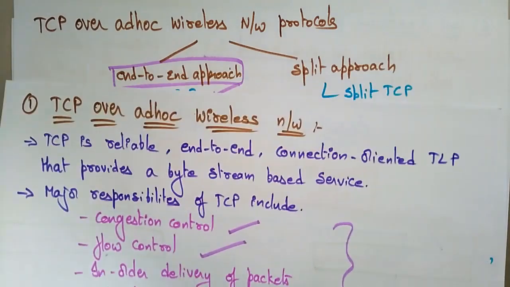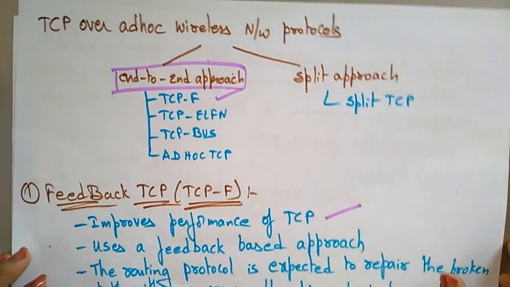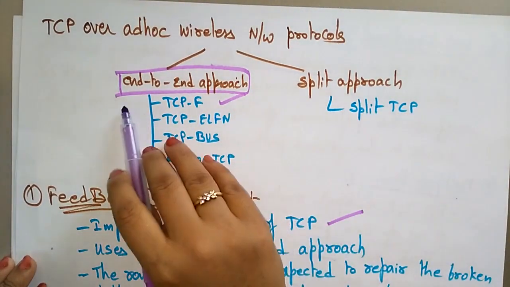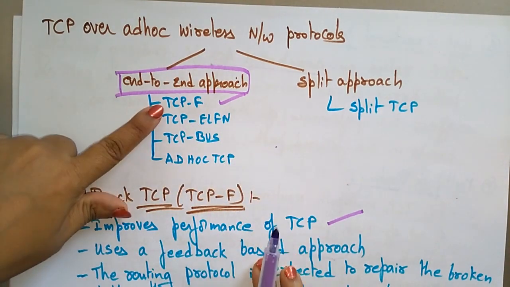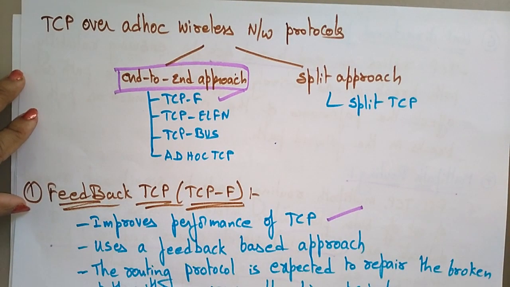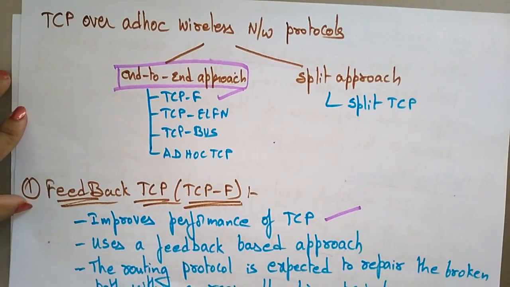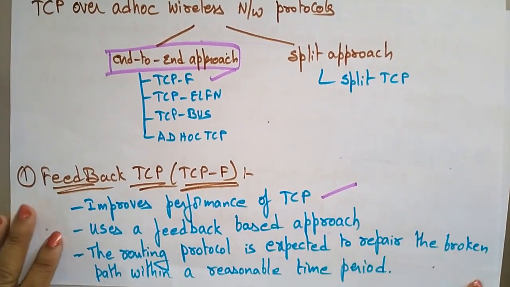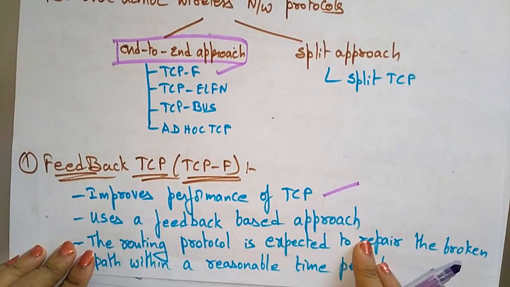Now let's see what the TCP over ad hoc wireless network protocols are. The protocols are divided into two types, end-to-end approach and split approach. Now let's see the first example in the end-to-end approach, TCP F. So what is this TCP F? Here the F is nothing but feedback. Just remember, F is feedback, the feedback TCP. So what is the use of this feedback TCP? The feedback TCP improves the performance of the TCP and uses a feedback based approach.